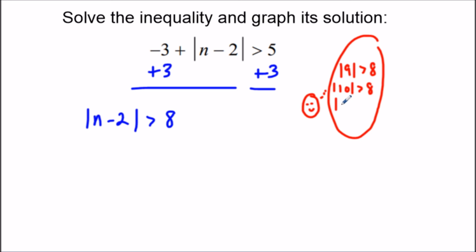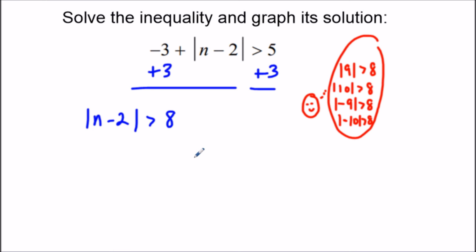But the second case that people often forget is the negative case, that I could have the absolute value of negative 9, which would give me positive 9, which is also greater than 8. And this could carry on this way. The absolute value of negative 10 also gives me something bigger than 8.